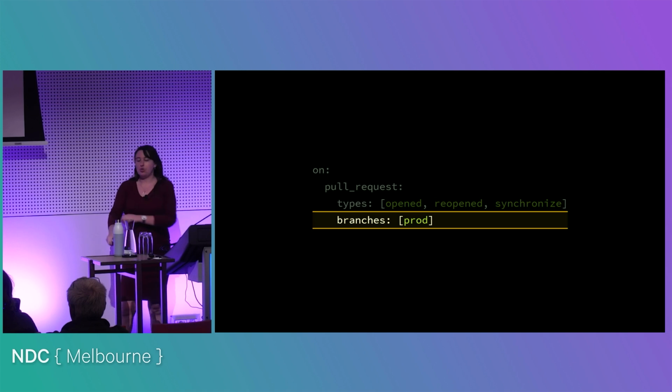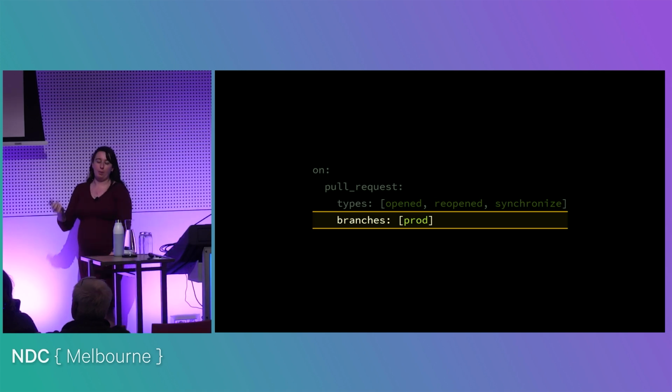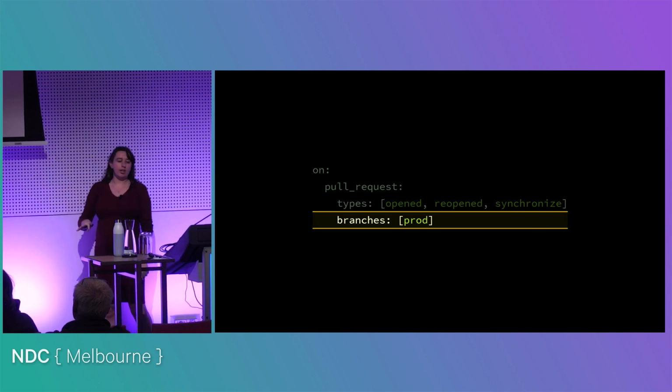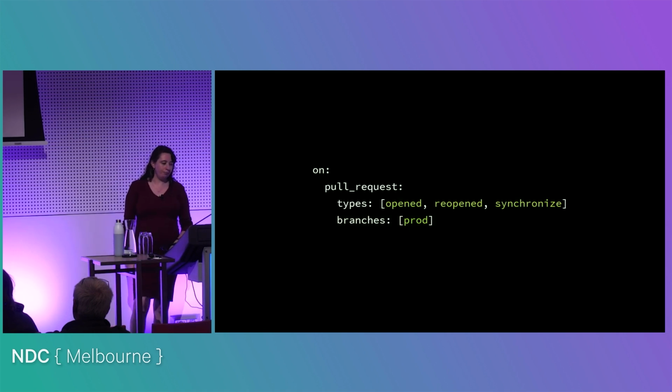And I want to do that for any PRs to my production branch. I don't care about the other branches. I know that the code in all the other branches doesn't work and doesn't need to be tested. I only care about testing the production branch.